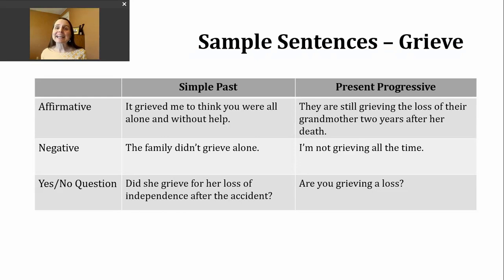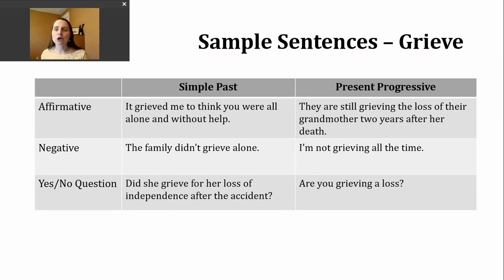Now let's look at making a yes or no question. To do this, we're going to start with did, then we'll have our subject, and then the base verb. Did she grieve for the loss of independence after her accident? So here, someone might be extremely sad and upset because perhaps she was no longer able to walk, or maybe she lost the use of an arm or some other part of her body.